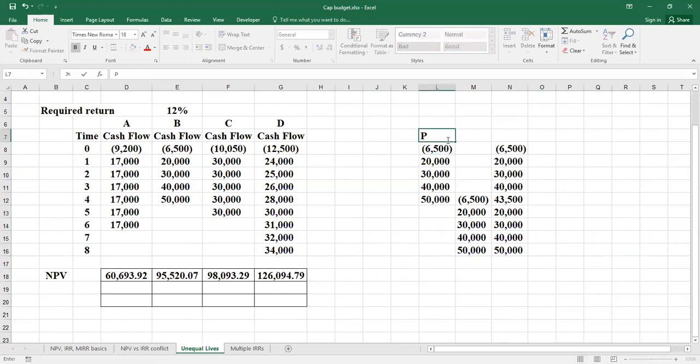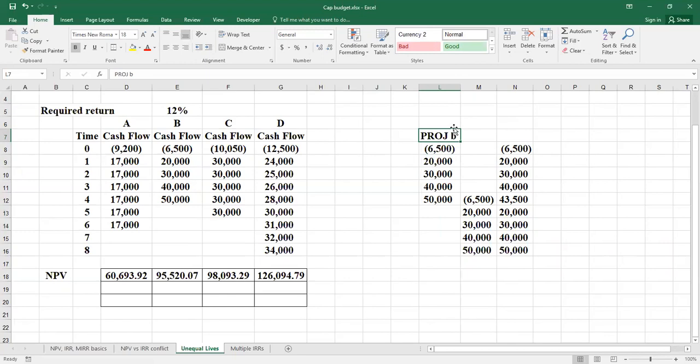Ulitin ko ha. So this is project B. Since project B has only 4 years, 4-year life lang siya, you cannot compare that with D kasi 8 years si D. So in order to make them comparable, dodoblihin mo yung life ni B. Okay, so simula ka dito, tapos at the end of this, magsisimula ka na naman kay B. Okay, and now, na-convert mo na siya into an 8-year project. So pwede natin i-add to kasi same time frame na yan. Okay? Yes, sir.